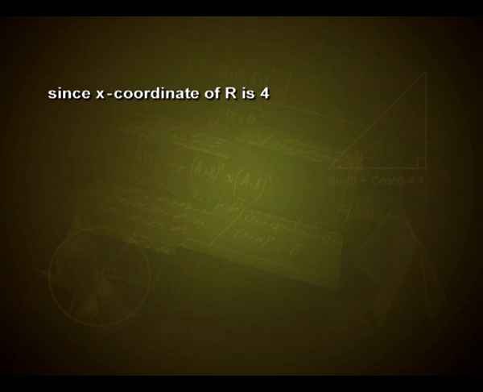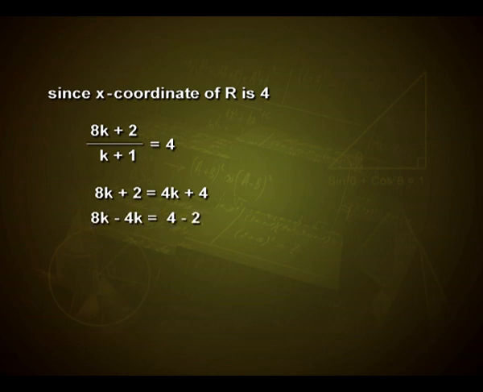Since x coordinate of R is 4, we can equate the x coordinate (8k plus 2) upon (k plus 1) is equal to 4, which on cross multiplication gives 8k plus 2 is equal to 4k plus 4. Now, collecting like terms, we have 8k minus 4k is equal to 4 minus 2, which on simplification gives us 4k is equal to 2 or k is equal to 1 upon 2.